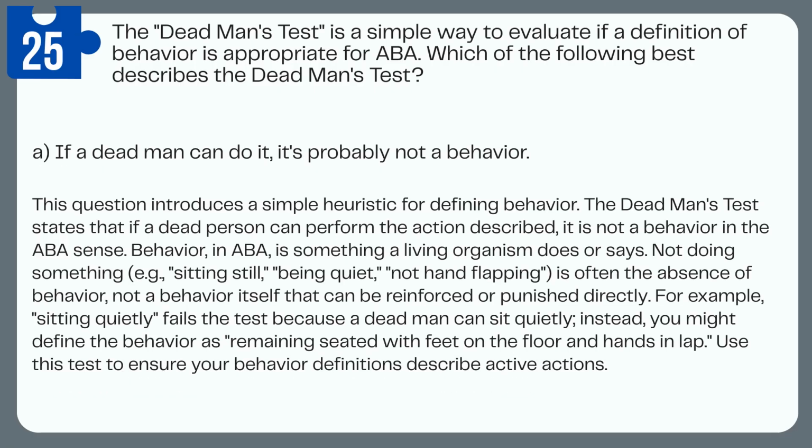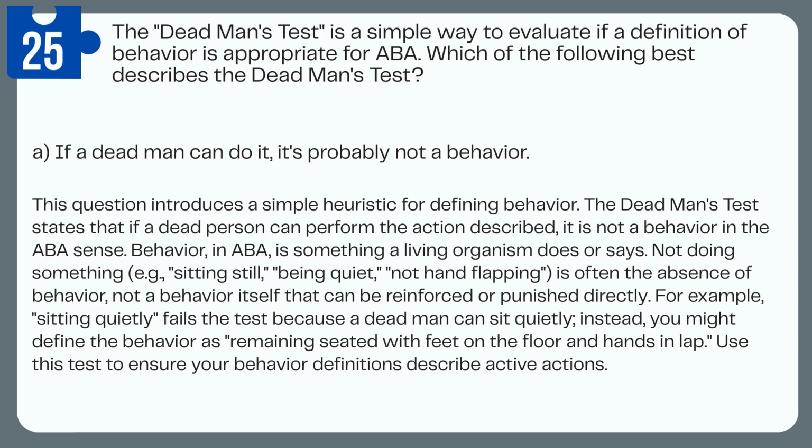Answer. A. If a dead man can do it, it's probably not a behavior. This question introduces a simple heuristic for defining behavior. The dead man's test states that if a dead person can perform the action described, it is not a behavior in the ABA sense. Behavior in ABA is something a living organism does or says. Not doing something, for example sitting still, being quiet, not hand flapping, is often the absence of behavior, not a behavior itself that can be reinforced or punished directly.